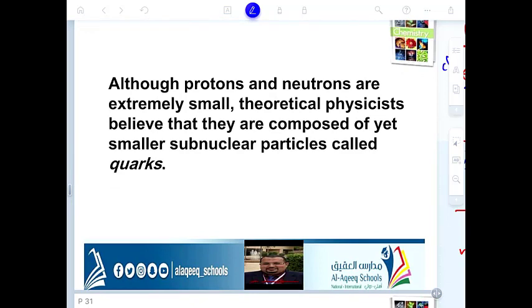The scientists found that the nucleus inside the atom is composed of protons and neutrons, as I said before, and we have some smaller subatomic particles other than protons and neutrons. They called them quarks, and we have positive quarks and negative quarks. These quarks are transferring from neutron to proton, from proton to neutron, and so on.